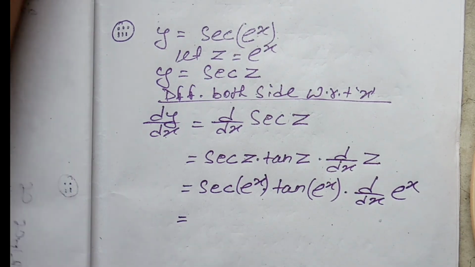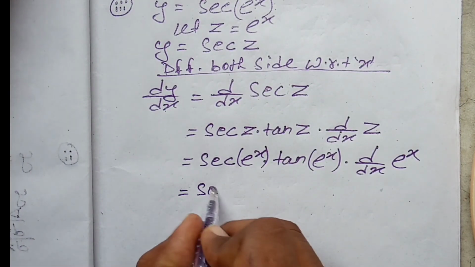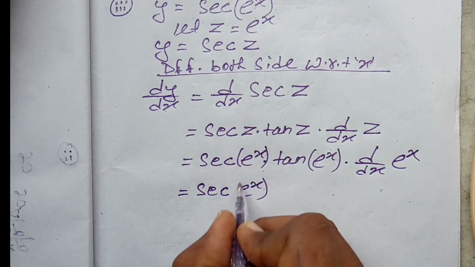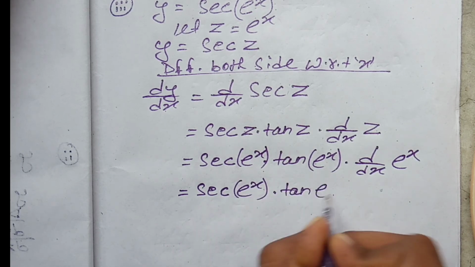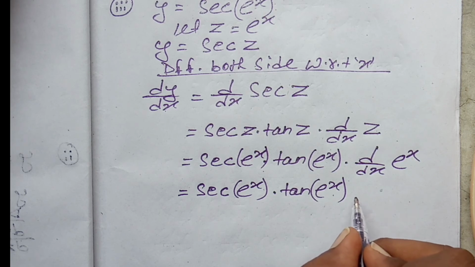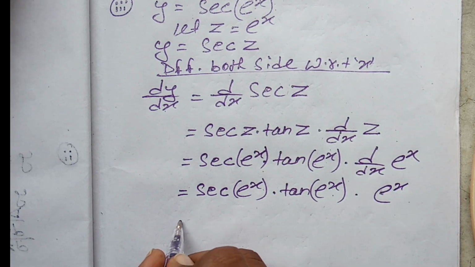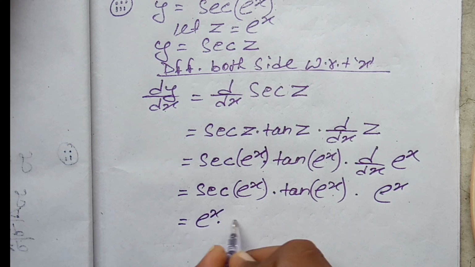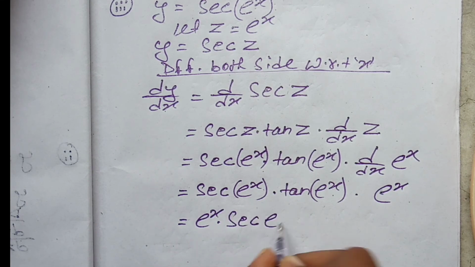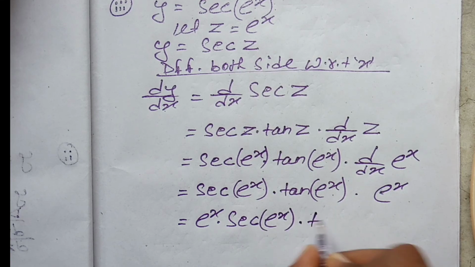So this is equal to sec(e to the power x) into tan(e to the power x), and what is the differentiation of e to the power x? It is e to the power x. So finally it will be e to the power x into sec(e to the power x) into tan(e to the power x).